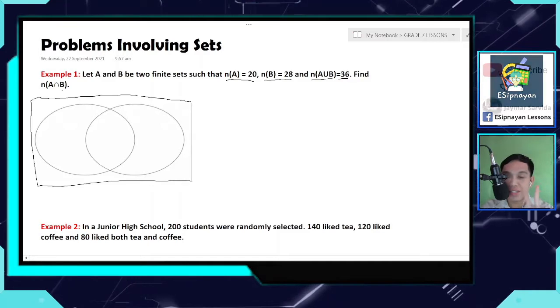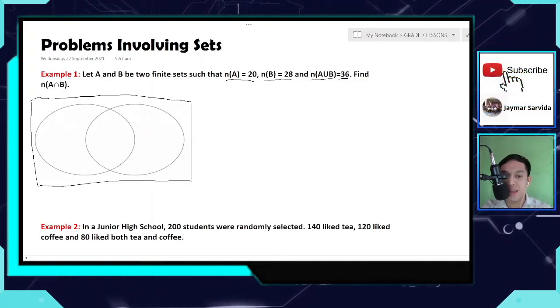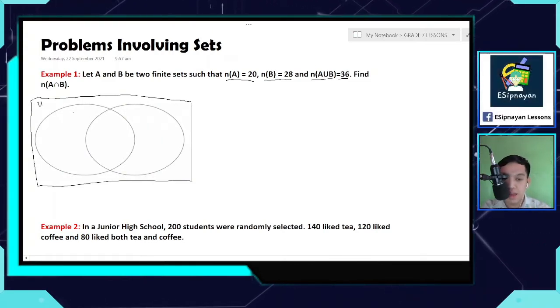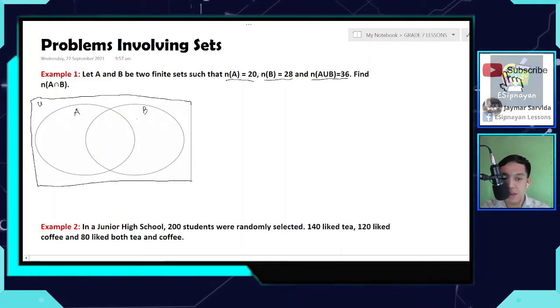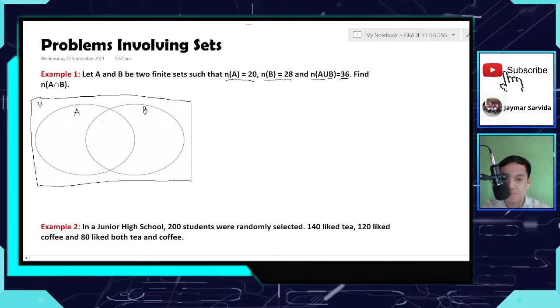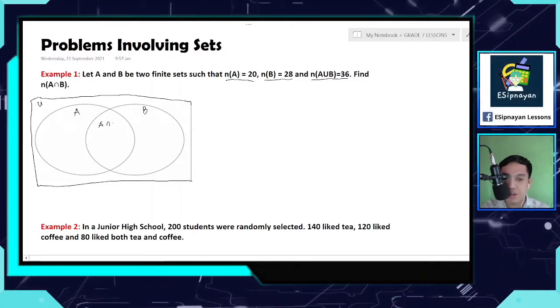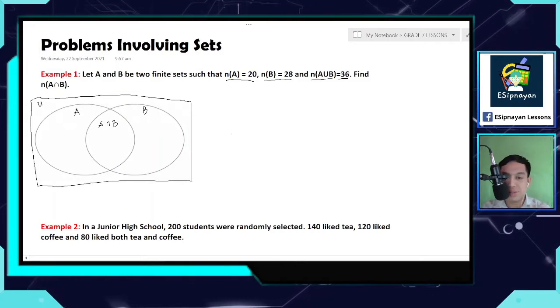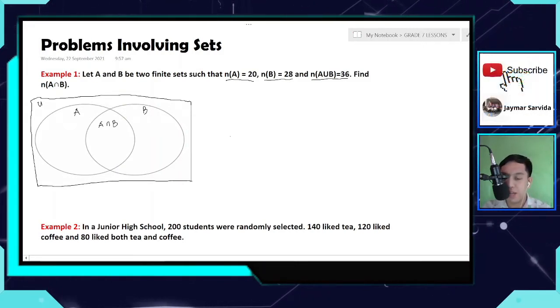Okay? The next step is i-illustrate natin using Venn diagram. So let's say ito ay si universal set U. Itong first circle natin dito, or itong oblong na to, ito si A. Then, ito naman si B. At yung nasa gitna class is yung kanilang intersection, yung common na elements sa ating dalawang set. Si A intersection B.